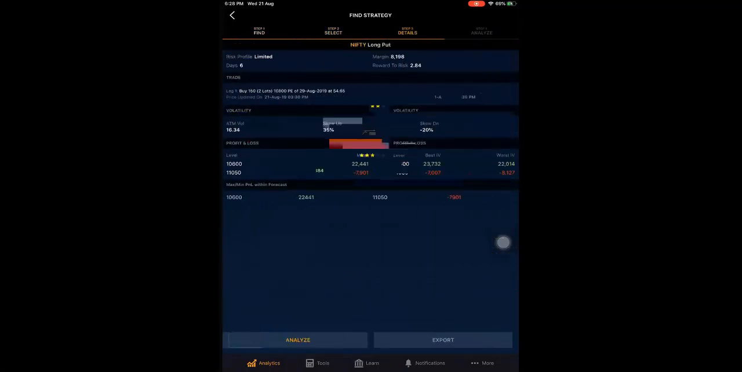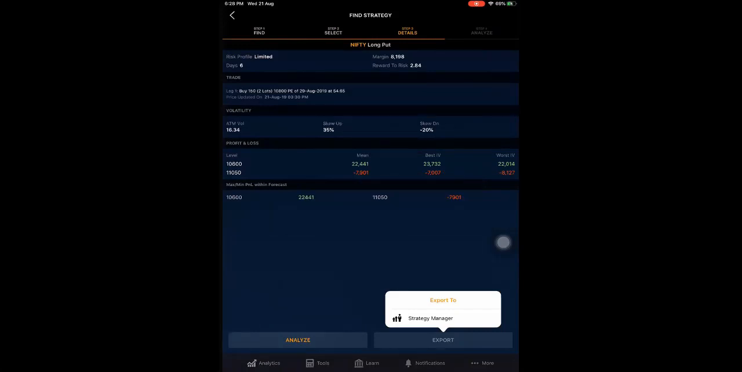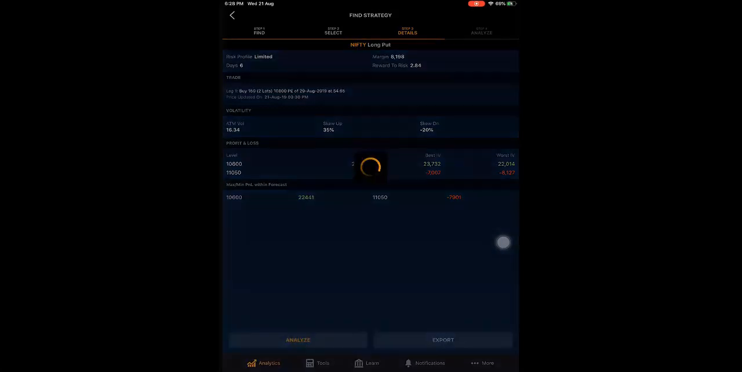Now say for instance you analyze it, you can even export it. When I say export, you can export to the second tool, which is called the strategy manager, which basically helps you to manage your trade. When it comes to managing your trade, it will first tell me my risk parameters, in terms of the margin and the current ROI. Then it will tell me the Greeks. So we'll go there and see. I'll go to strategy manager, say tracking.